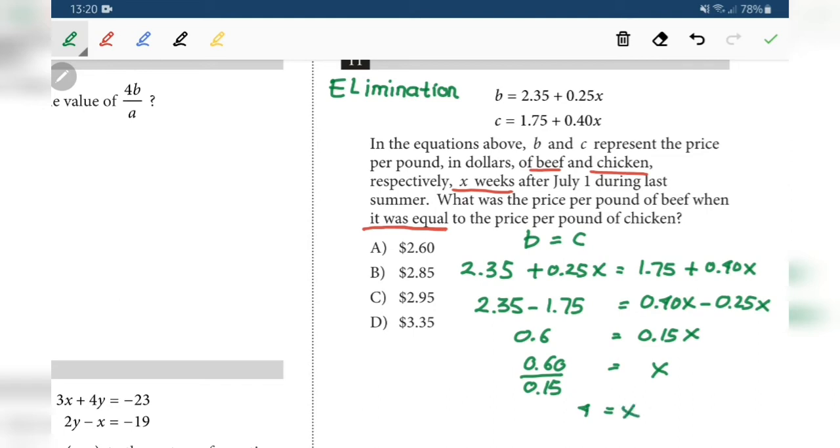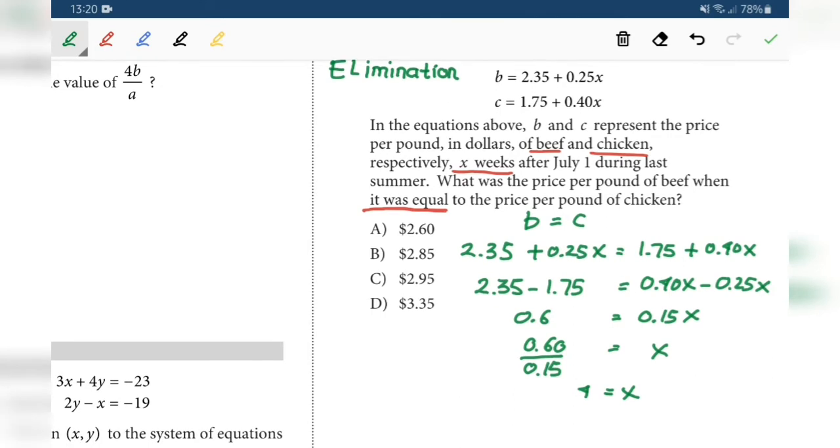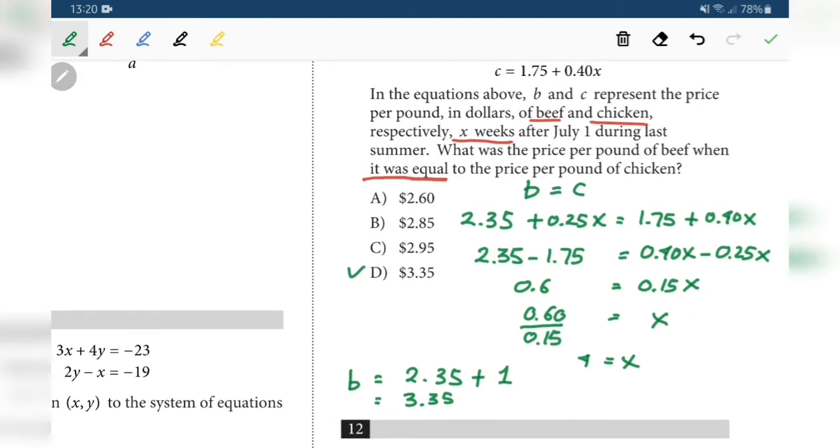If x equals 4, the price of the beef and chicken are the same. So I'm going to use beef. Beef is 2.35 plus 0.25 times 4, which is 1. So it is 3.35, D.